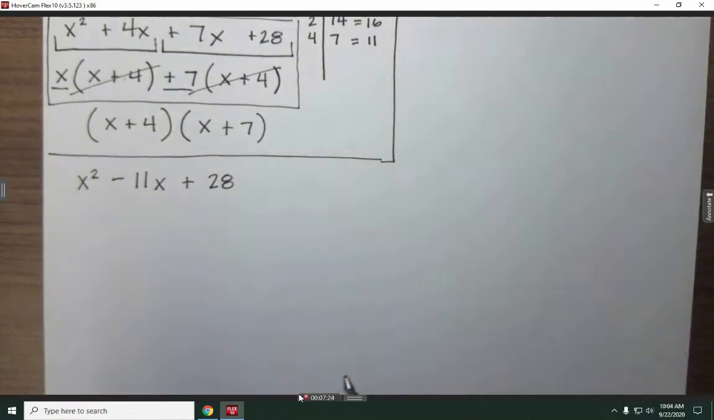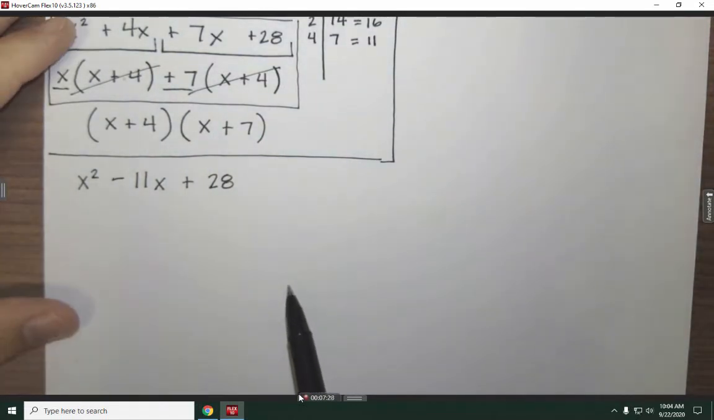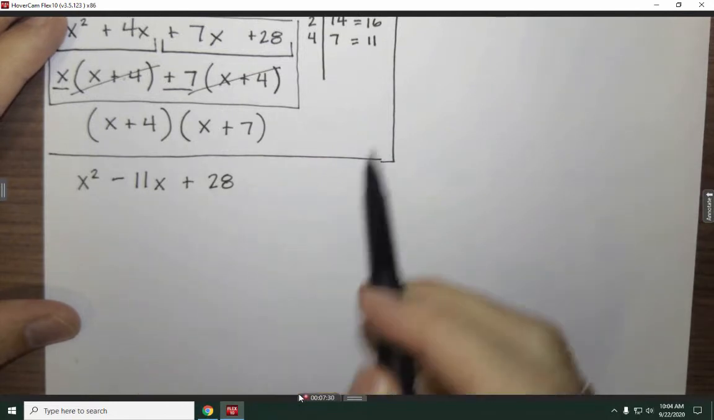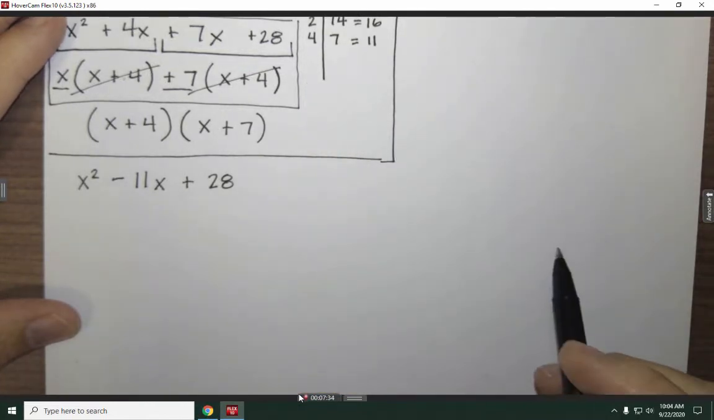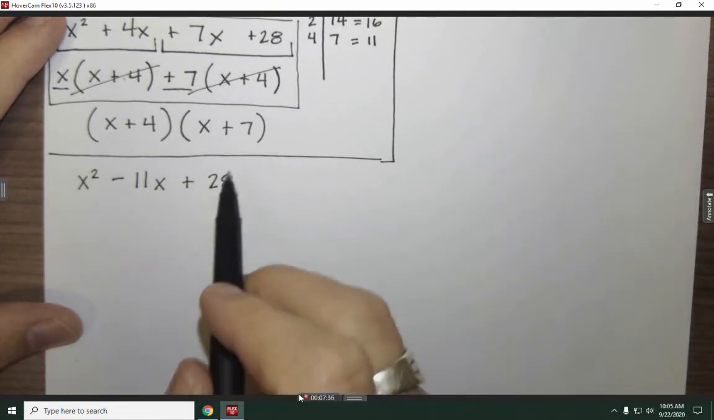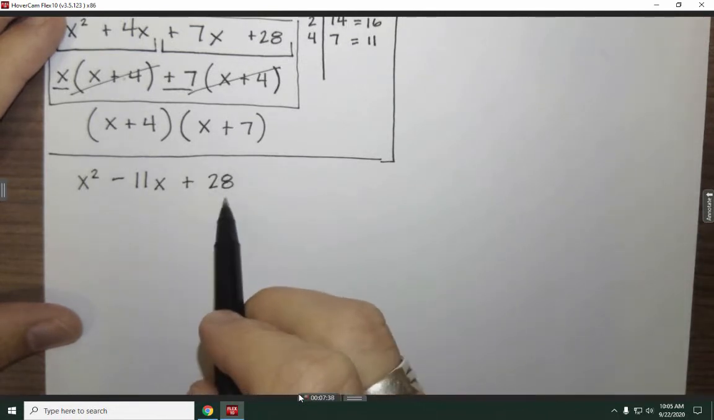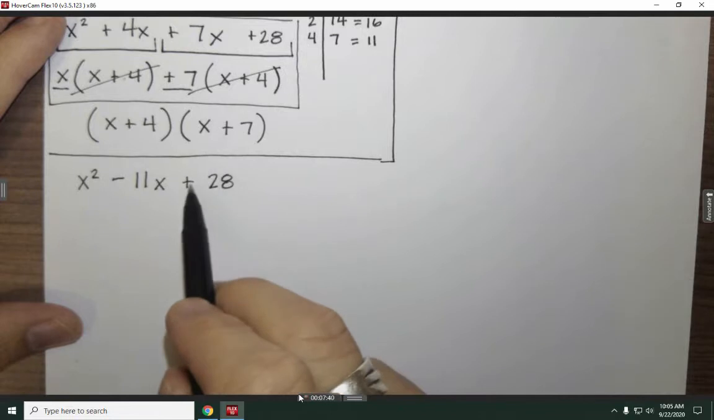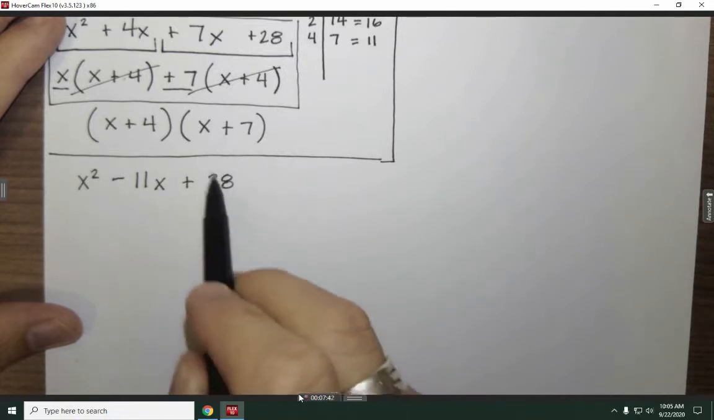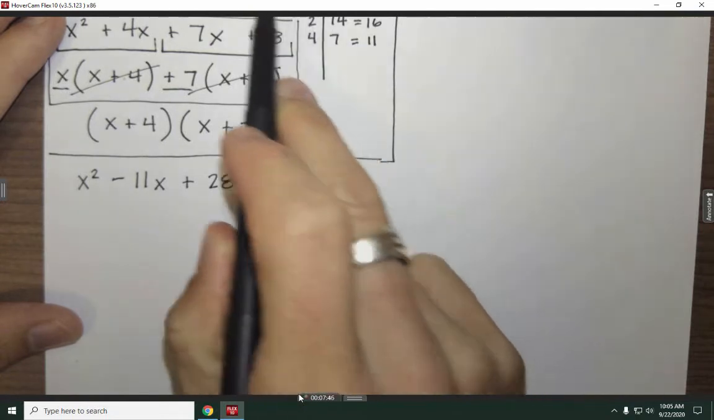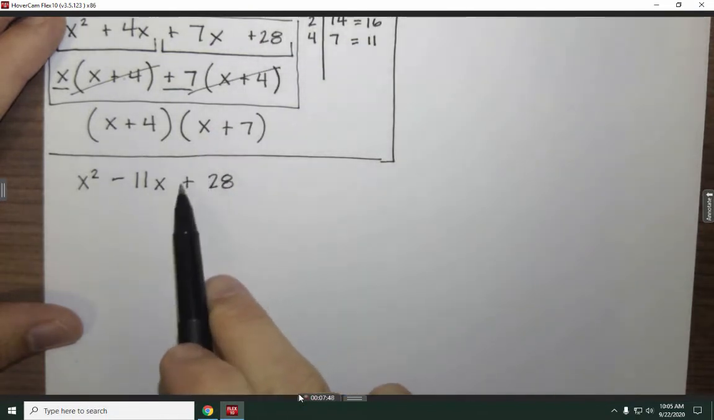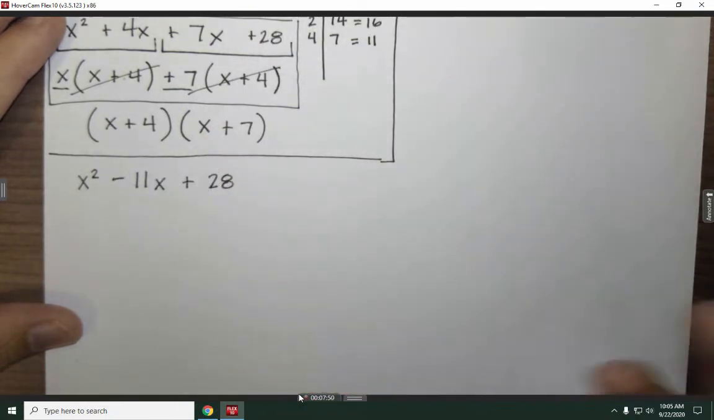X squared minus 11x plus 28. So now we have not just positives like we've had in the past problems, we have a negative mixed in there. So when we're dealing with that, we've got to think about a few things as far as what makes a positive when we multiply. Well, we know that a positive times a positive makes a positive. Now, since we have this negative on this middle term, it means that we're going to have some negatives somewhere in our problem.